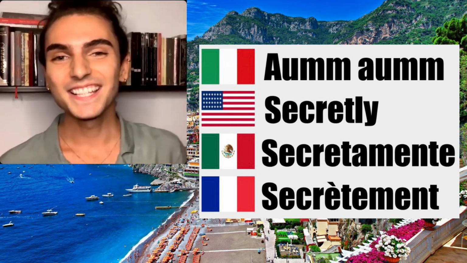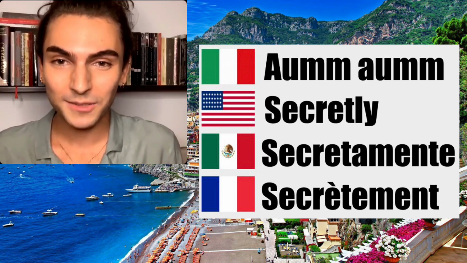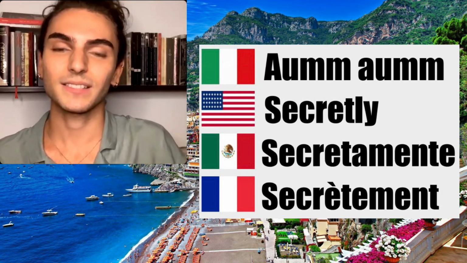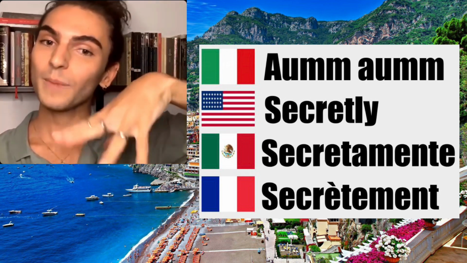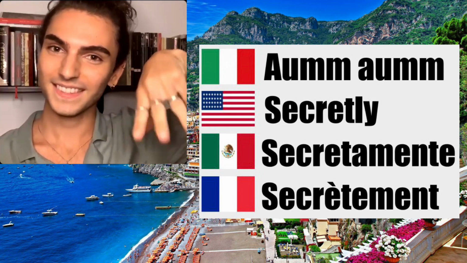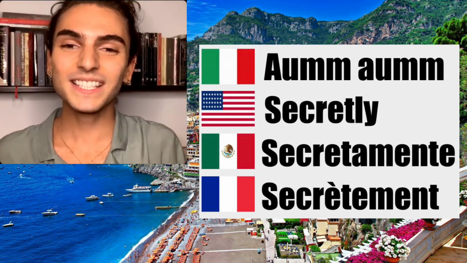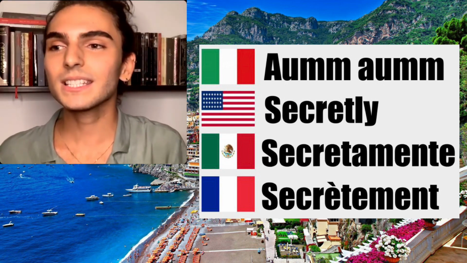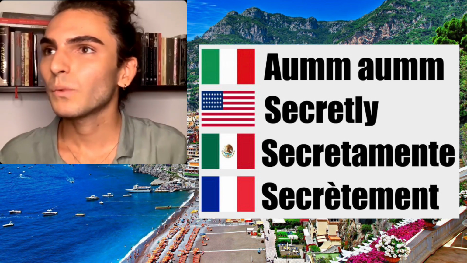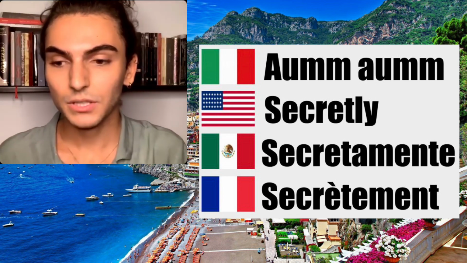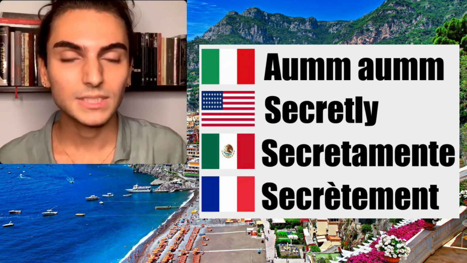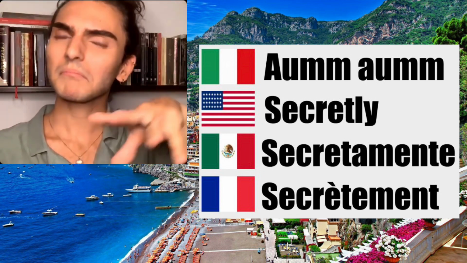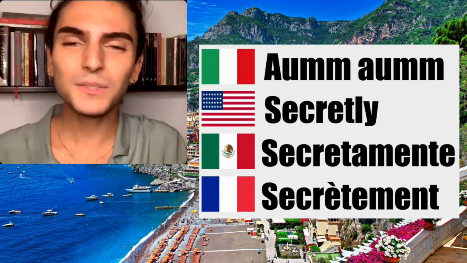So the way we would pronounce it, and with the hand gestures, is "aumum." Yeah, so this means to do something secretly. So let's say you went somewhere with your friend and they tell you, we're not supposed to be here. You go, oh no. If you don't say anything, I won't say anything. Let's just do it secretly.